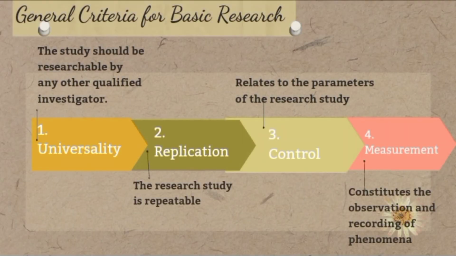General criteria for basic research. First, universality. The study should be researchable by any other qualified investigator. Second, replication. The research study is repeatable. Third is control. It relates to the parameters of the research study. Fourth, measurement. It constitutes the observation and recording of phenomena.